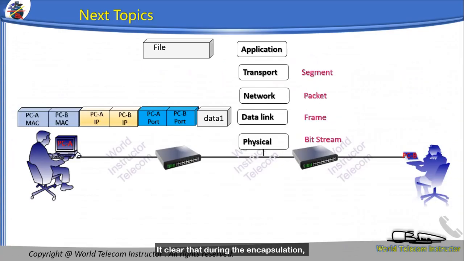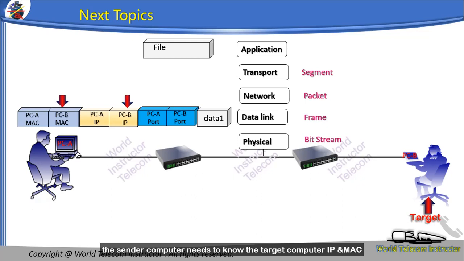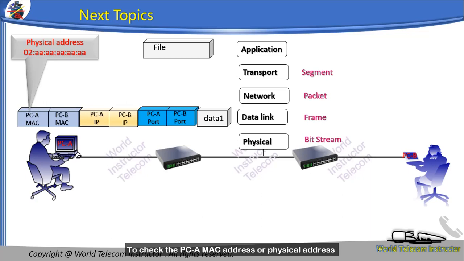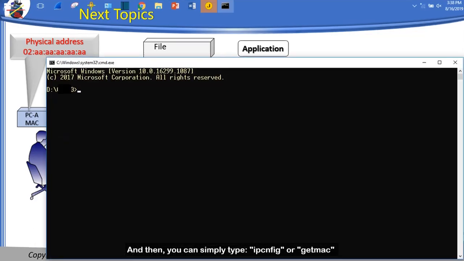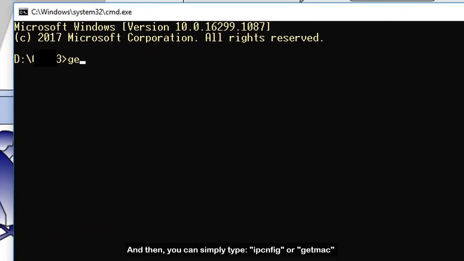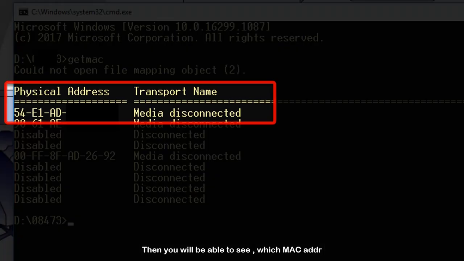It's clear that during the encapsulation, the sender computer needs to know the target computer's IP and MAC address so that it can properly deliver the file. Now let's look at how PC A gets the header information. To check the PC A MAC address or physical address, you can just open up your Windows command prompt and then simply type ipconfig /all or getmac. Then you will be able to see which MAC address computer A uses for the encapsulation.